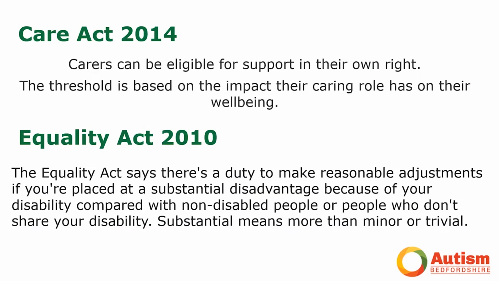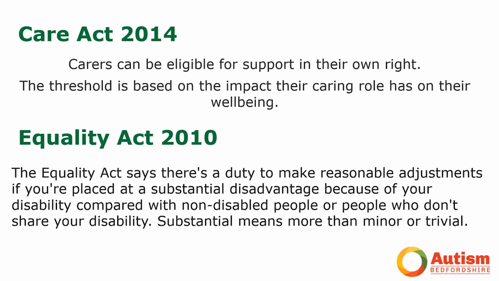So we're going to start off just by looking at a bit of the legislation that supports all this. The Care Act 2014 shows that carers can be eligible for support in their own right, and the threshold is based on the impact their caring role has on their well-being. So for an autistic carer, obviously the autistic carer themselves have needs, and so their well-being might need a little bit more thinking about than you would do when you are looking at a carer who is neurotypical.